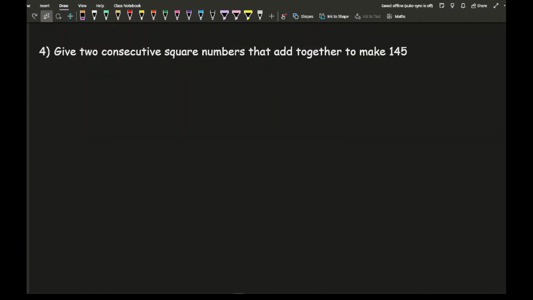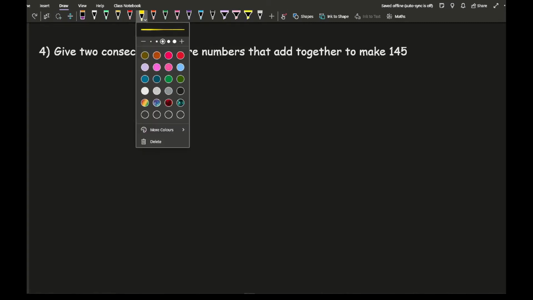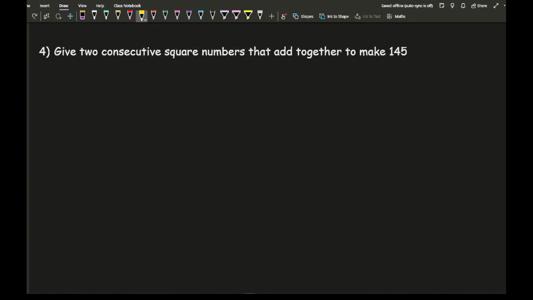Question 4 says give two consecutive square numbers that add together to make 145. So what we're looking for is two numbers that are right next to each other in our list of square numbers that add together to make 145. Now in terms of tackling this type of question, it is a bit trial and error, but if you're just guessing, you could be there in 5 seconds, you could answer it in 5 minutes, in which time is of the essence.